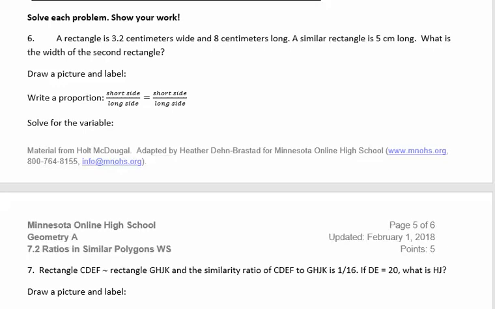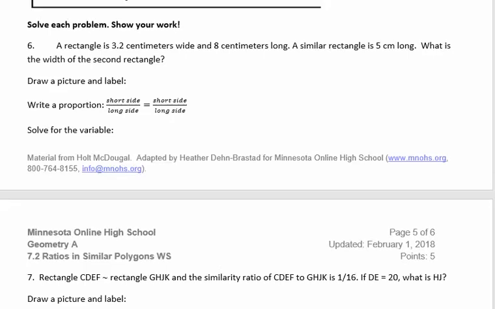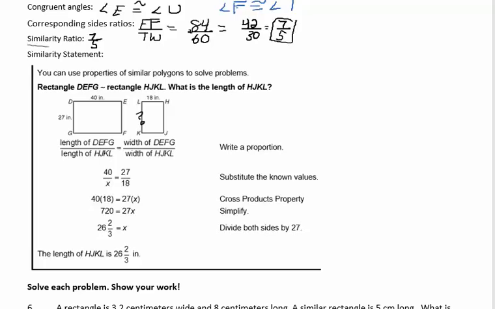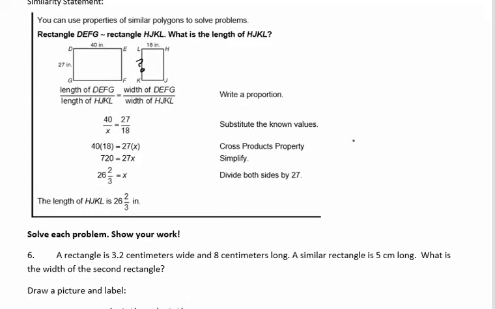Hello, this is Ms. DB, and in this video I'm going to review how to do the last part of the 7.2 worksheet on similarity, or ratios and similar figures. In a previous video we went over how to do the first part of the worksheet. So now we're going to look at how you use similar polygons to solve problems.